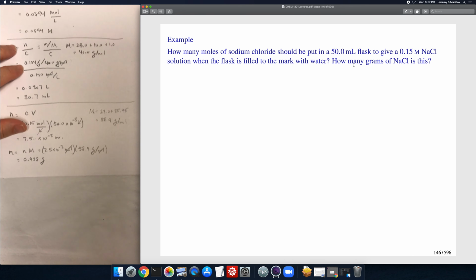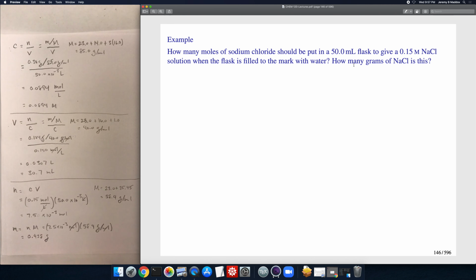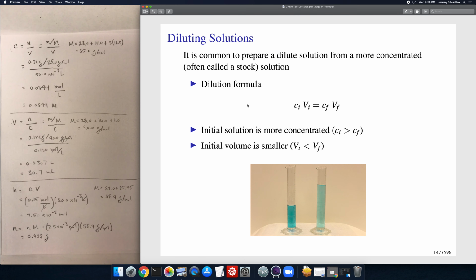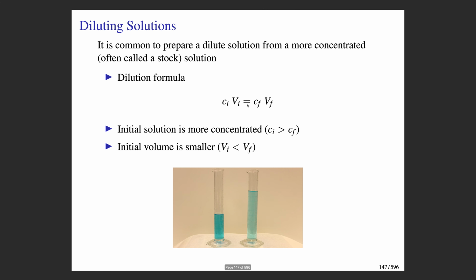Okay, so there are 3 different ways to rearrange the molarity equation, and you need to be comfortable with all 3 of them. So that's something you want to practice. Well, in this next slide, we're going to be talking about a different problem. We'll be talking about the dilution problem. And so this is a problem in chemistry that's very common.